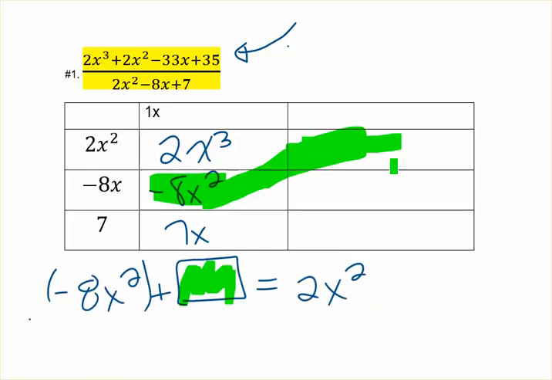So when I'm looking for that blank square, what I'm looking for is I need negative 8x squared plus blank to equal 2x squared. Again, you might be able to do this in your head. Otherwise, we're going to solve for that unknown. So this box must be 2x squared plus 8x squared. So that must be 10x squared.